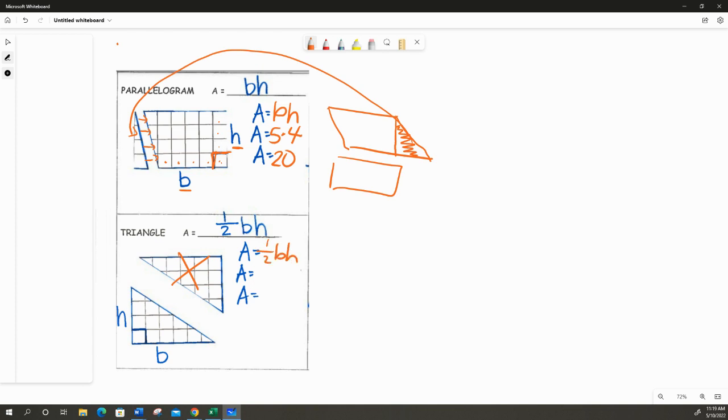And some people do base times height divided by 2. Because you have Desmos, I would just worry about using the 1/2. That works totally fine. Or if you want to use 0.5, you could do that as well. Now our base is 1, 2, 3, 4, 5, 6 times our height, which is 1, 2, 3, 4. And so I know half of 6 is 3, and 3 times 4 is 12. Again, you could put all of that in Desmos if you wanted to, labeling what your base is versus your height and putting it in there. But that is how you find the area of a parallelogram and a triangle.